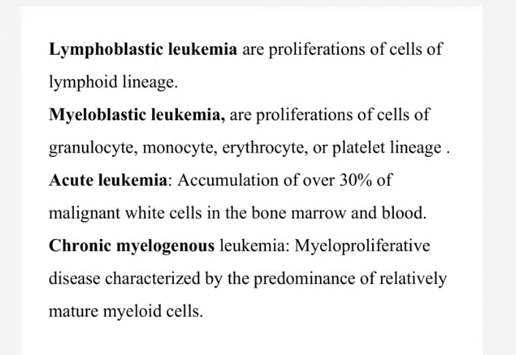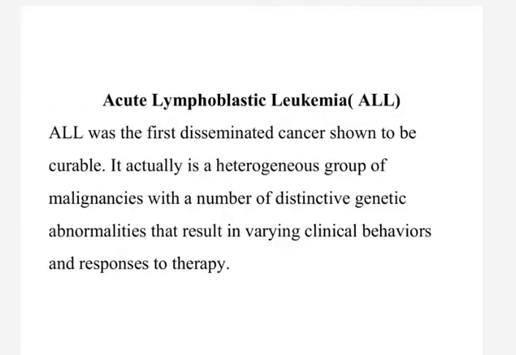Lymphoblastic leukemia are proliferation of cells of lymphoid line. Myeloblastic leukemia are proliferation of cells of granulocyte, monocyte, erythrocyte, or platelet line. What is acute and chronic leukemia? Acute leukemia is accumulation of more than 30% of the malignant white cell in the bone marrow and the blood. يعني إذا نشأ أكثر من 30% blast cell. This is acute leukemia. Chronic myelogenous leukemia is myeloproliferative disease characterized by the predominance of relatively mature myeloid cells.